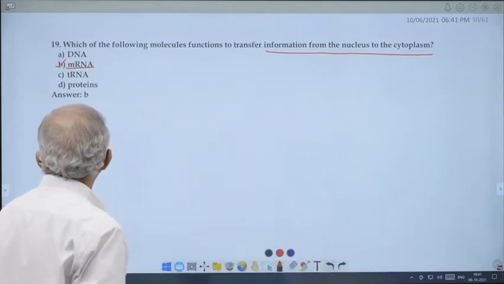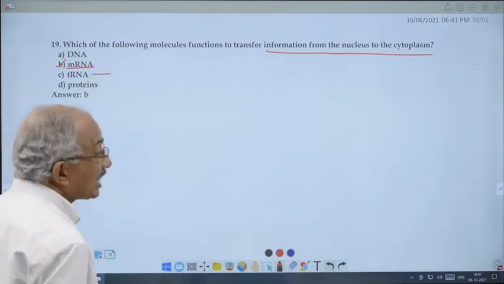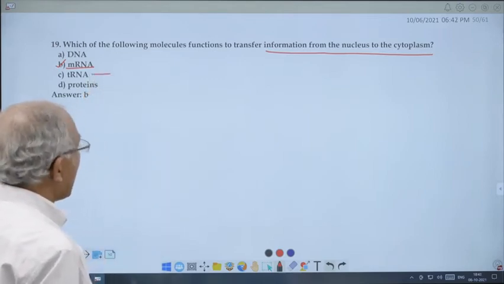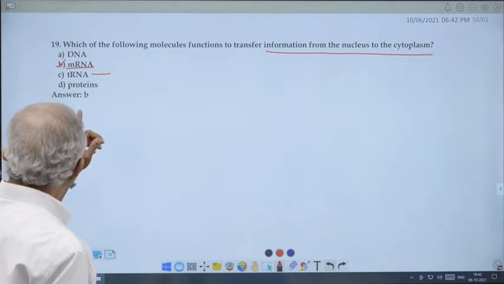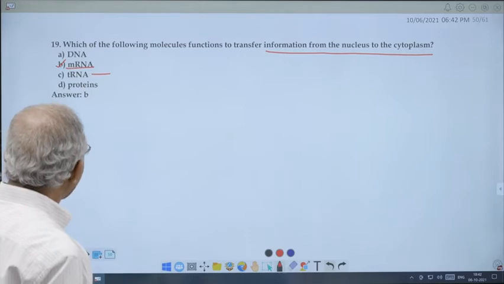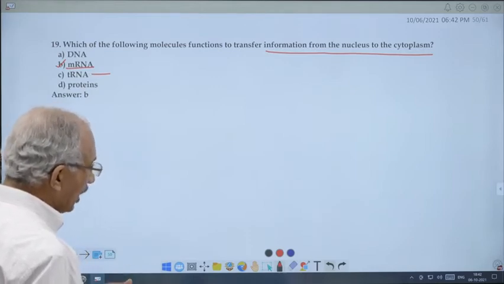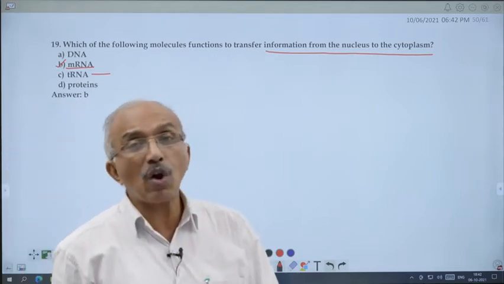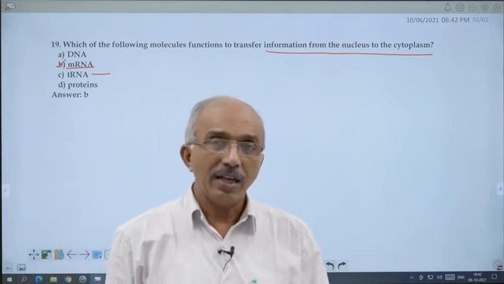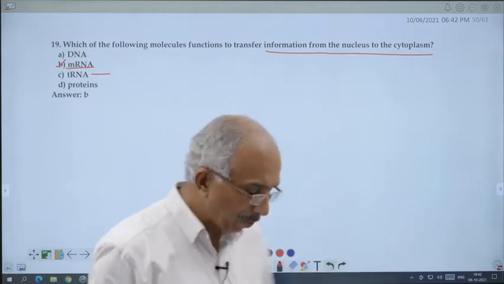Next question. tRNA transfers the amino acids. tRNA, transfer RNA, transfers the amino acids. So it is called transfer RNA. Formerly it was called sRNA. Recently, it is called transfer RNA.